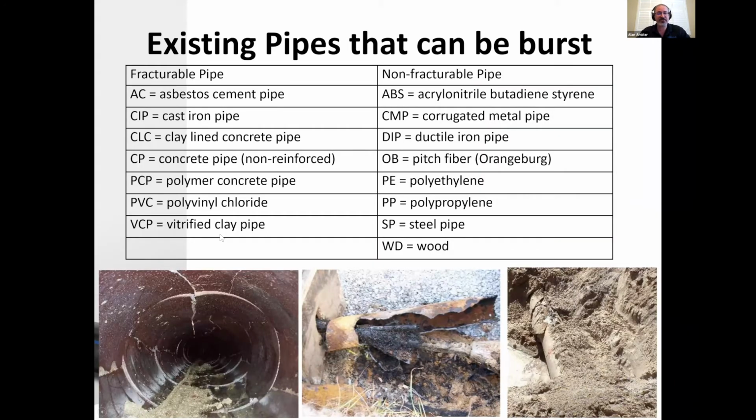Existing pipes that can be burst, so we're looking at fracturable material, are going to be asbestos cement pipe, cast iron pipe, clay lined concrete pipe, PVC pipe, and vitrified clay pipe. And the non-fracturable materials often have to be cut and scored as we go through those. There's a couple of stars on some of these, such as ductile iron and corrugated metal, that would be considered in the developmental process. Matt had talked about an IPBA classification that was adopted as part of the North American Society for Trenchless Technology. That will show you a table and those detailed classification charts as we move forward as well.